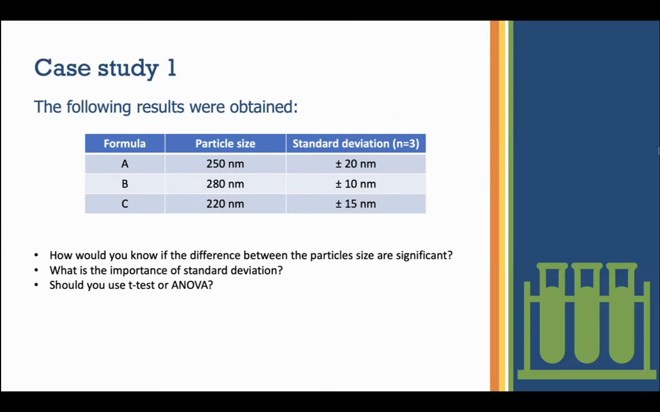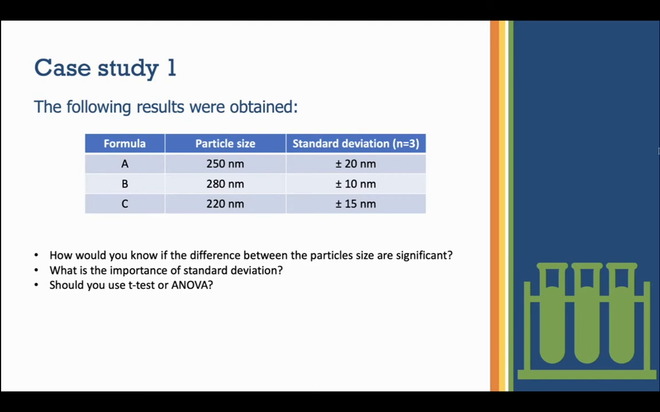So formula A will produce a particle size of 250 nanometer. Formula B produces 280 nanometer, and formula C produces 220 nanometer. If you look based on the numbers, how can you know whether the differences are significant or not? If PVA will produce a better PHB nanoparticle, or vitamin E TPGS gives the best particles. Okay, so if we want to know the significance of the difference, we can use ANOVA.